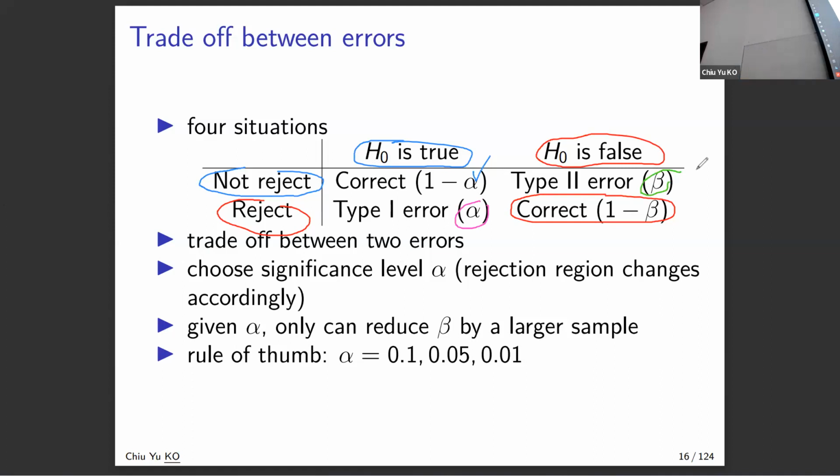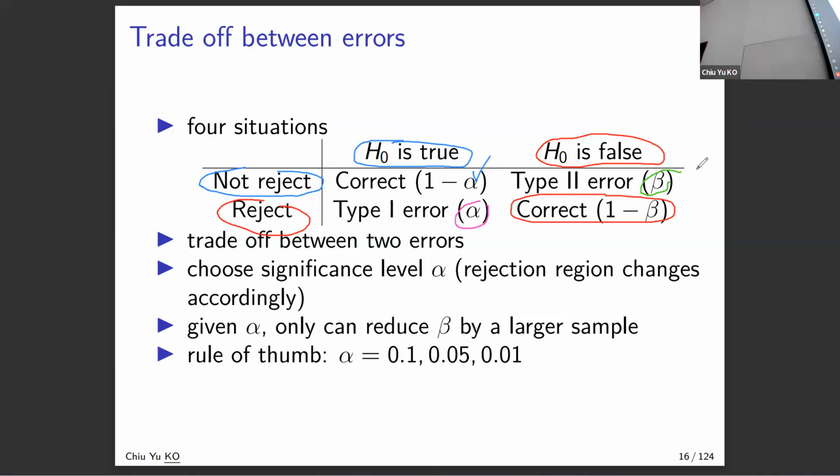Of course, we want alpha equal to 0 and beta equal to 0. That would be the best thing. But because we are collecting data, unless we look at the whole population, we are never able to get alpha equal to 0 and beta equal to 0. We are only making our judgment based on some part of the population, called a sample. And that is why alpha and beta trade off.